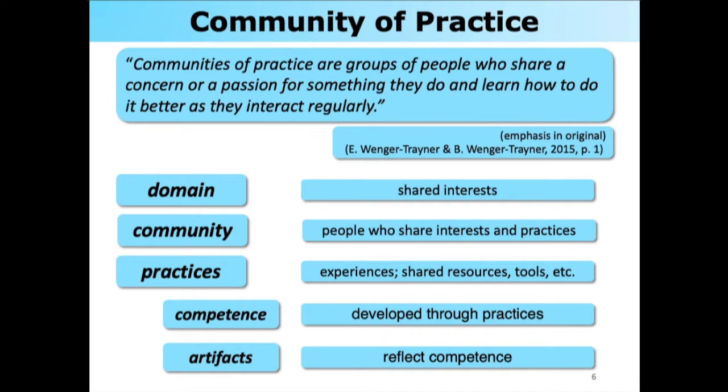And there are three aspects of a community of practice: domain, community, and practices. So domain refers to shared interests. Community is the people who share interests and practices. Practices are the experience or the shared resources, tools, etc. And under the concept of practice, there are two more concepts: competence and artifacts. So competence is developed through the practices of the community. And people in the community might create artifacts, and those artifacts reflect their competence.